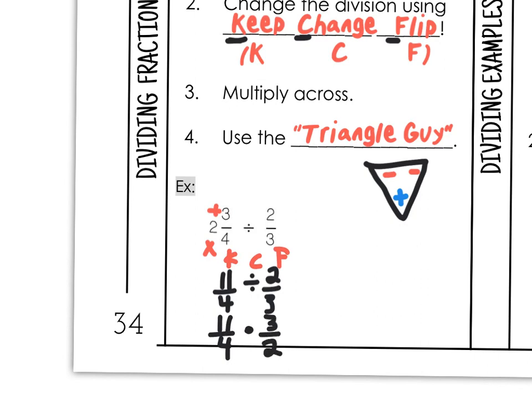Okay, now we multiply across, but I didn't mention on the steps that you should always check if you can cross cancel after you flip. In this case, I can't cross cancel. So I'm going to go ahead and I'm going to multiply across. So here, 11 times 3 is 33, and then 4 times 2 is 8. And I'm going to use a triangle guy, which I don't need to because they're both positive, so my answer is positive, 33 over 8.